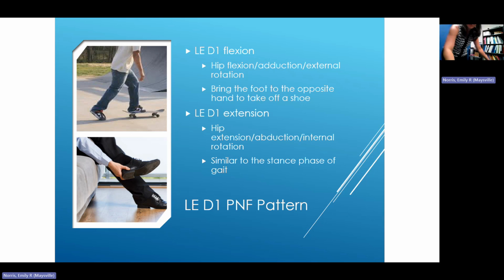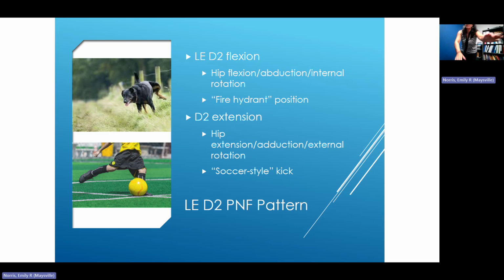So let's do it together. D1 for lower extremity, D1 flexion and extension. Flexion and extension. All right. Now we are going to D2, which I had already changed it at some point. Sorry about that. So D2 flexion for the leg goes from hip flexion, abduction, and internal rotation, like the fire hydrant. So hip flexion, abduction, internal rotation.